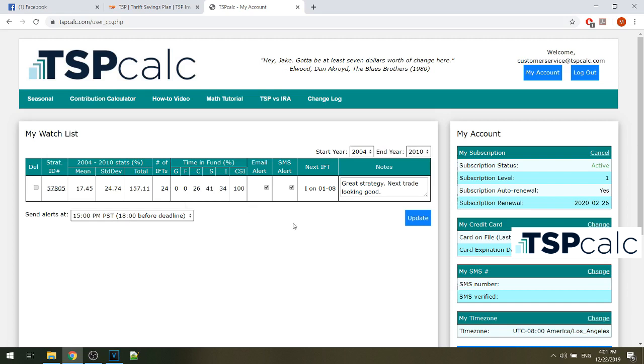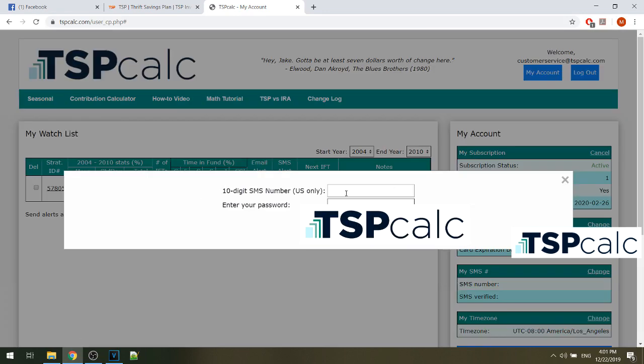It's important to note that, see here, I don't have an SMS number in there. So even though I check the SMS alert box, it's not going to text me because it doesn't know what my phone number is. You have to click change, a pop-up box will show up, you enter your phone number, and then you enter your password and you click send, and it'll send a text to your phone, and on the very next screen it'll ask you what your verification code is. You type that in, and then your phone number will be added and verified, and therefore you can receive SMS alerts.